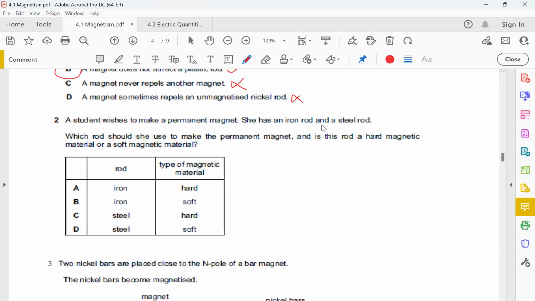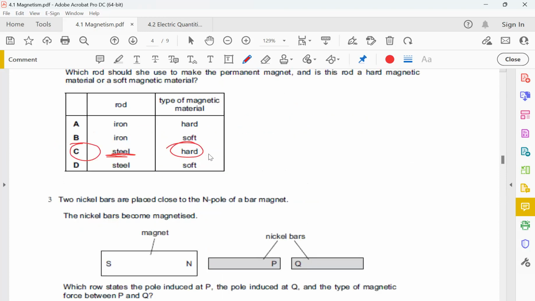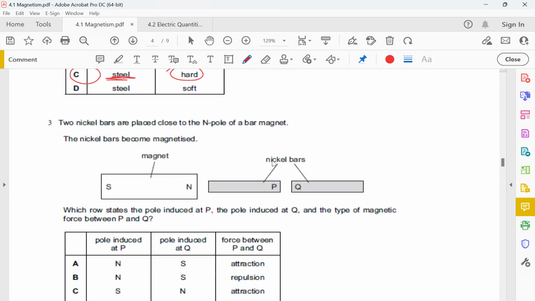She has an iron rod and a steel rod. Which one is it going to be, right? Type of material. If you want to make a permanent magnet, it must be steel. The reason why we use steel is because it's considered a hard metal. It's hard to magnetize and hard to demagnetize, retaining its magnetism. So the second question is definitely going to be C.